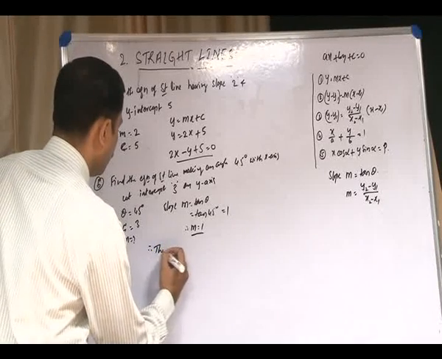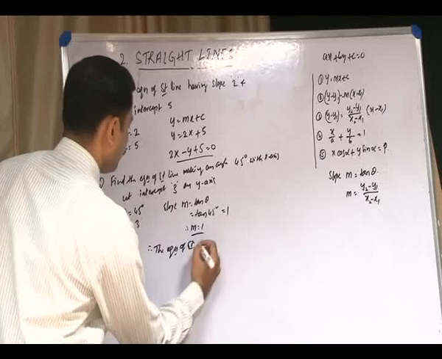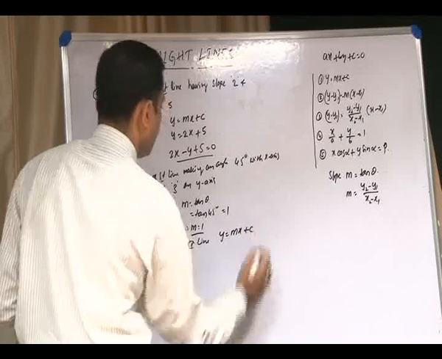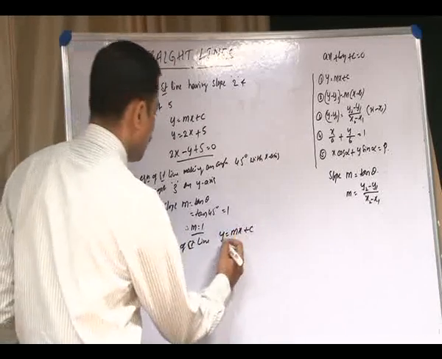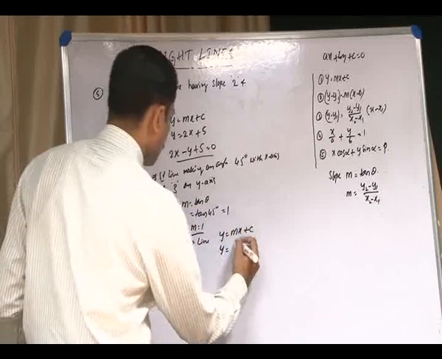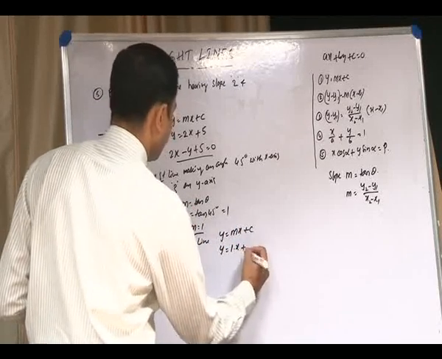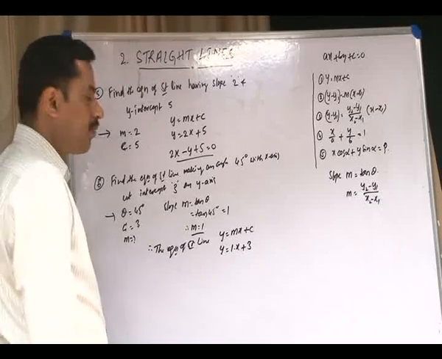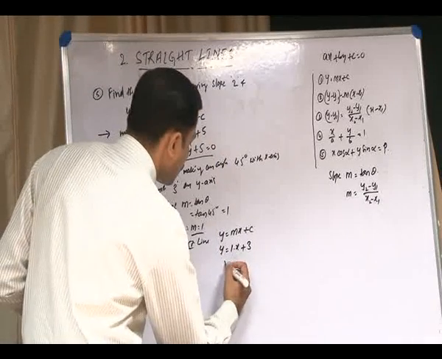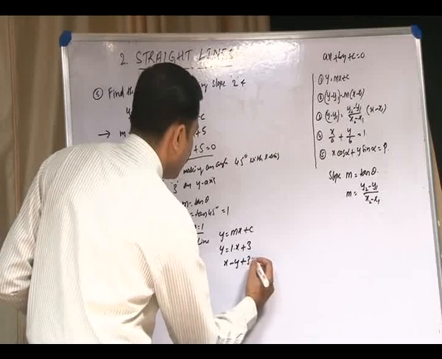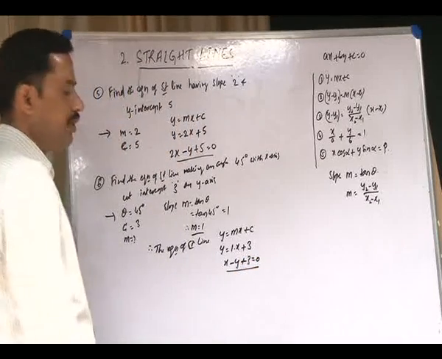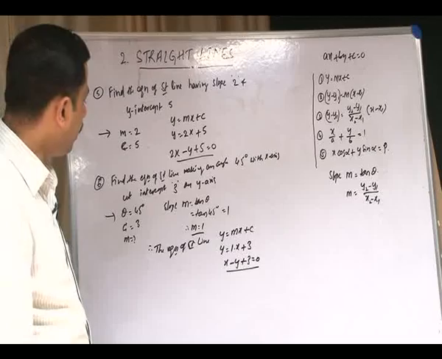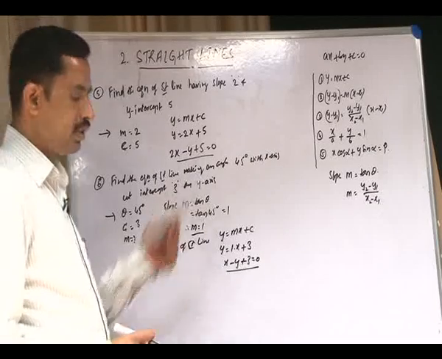Therefore, the equation of the straight line is y is equal to mx plus c. Substituting the m and c values, y is equal to slope m is 1 into x plus y intercept is 3. Therefore, y is equal to x plus 3, or in the general form you can write this as x minus y plus 3 is equal to 0. So, that is the equation of the straight line. Like this you can find the equation of the straight line by knowing the inclination and y intercept by using the slope intercept form only.